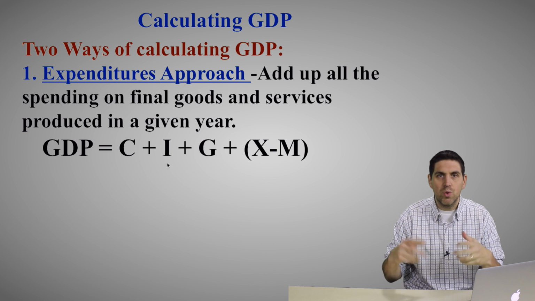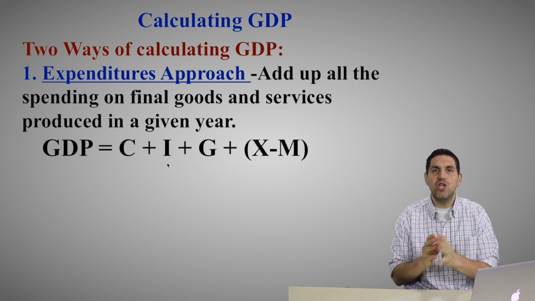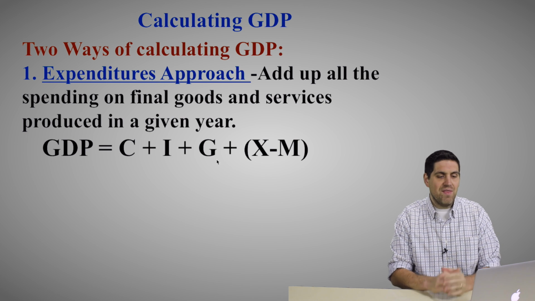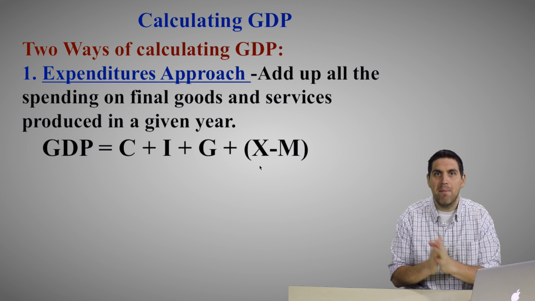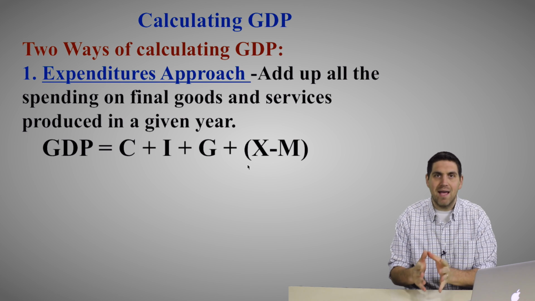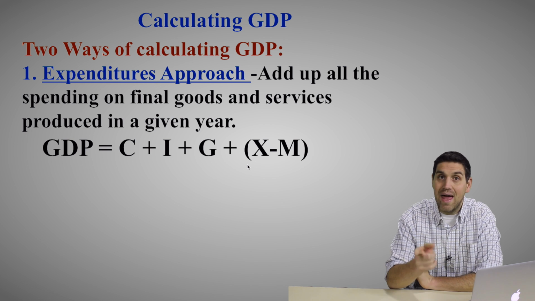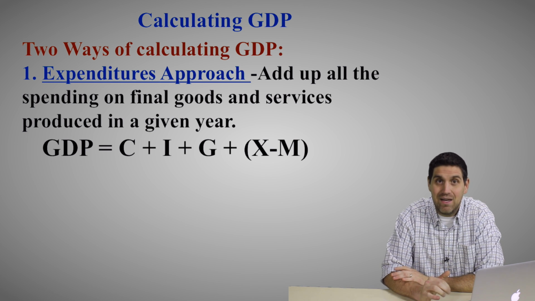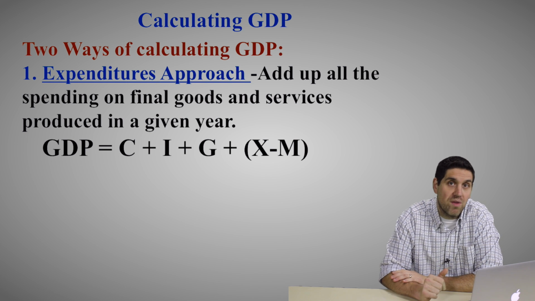They're buying machines and tools and factories and laptops. G is government spending on stuff. And then X minus M. X is exports, M is imports. So X minus M, in the United States, is called net exports. Net exports is negative. In other words, we're importing more than we export.